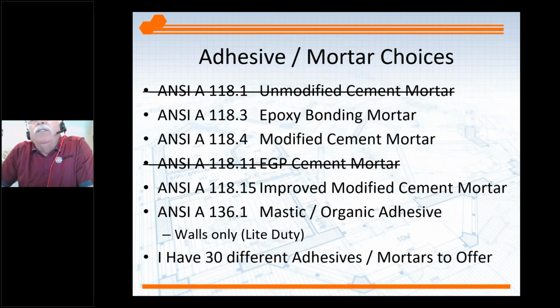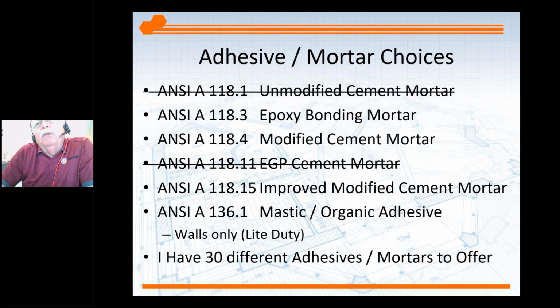So for the adhesives, we have a lot of different ANSI options these days. We have an unmodified cement mortar. This is pretty much what I cut my teeth on. We have epoxy bonding mortars, 118.3. These are going to give you your highest shear bond strengths. These are going to be used if your tile or stone has some type of fiberglass backing, some type of coating on there.